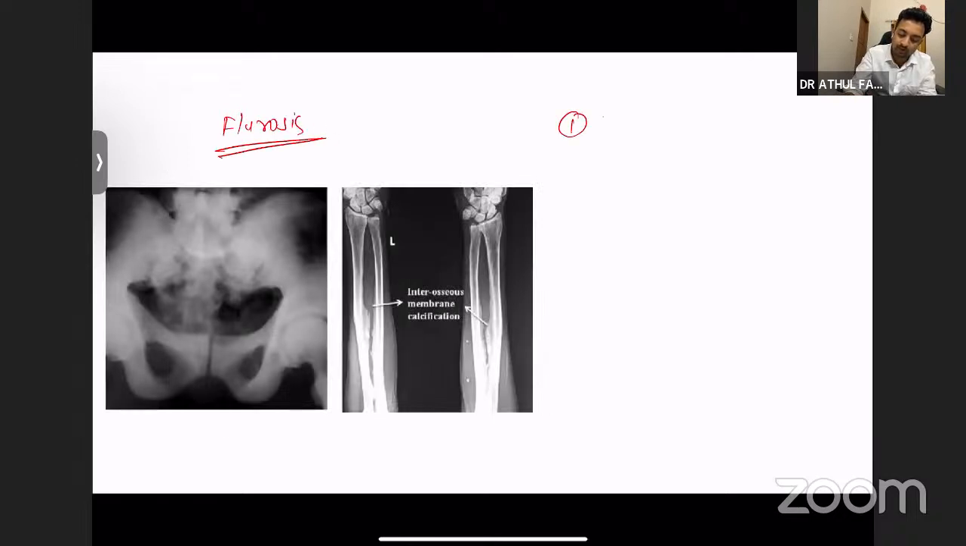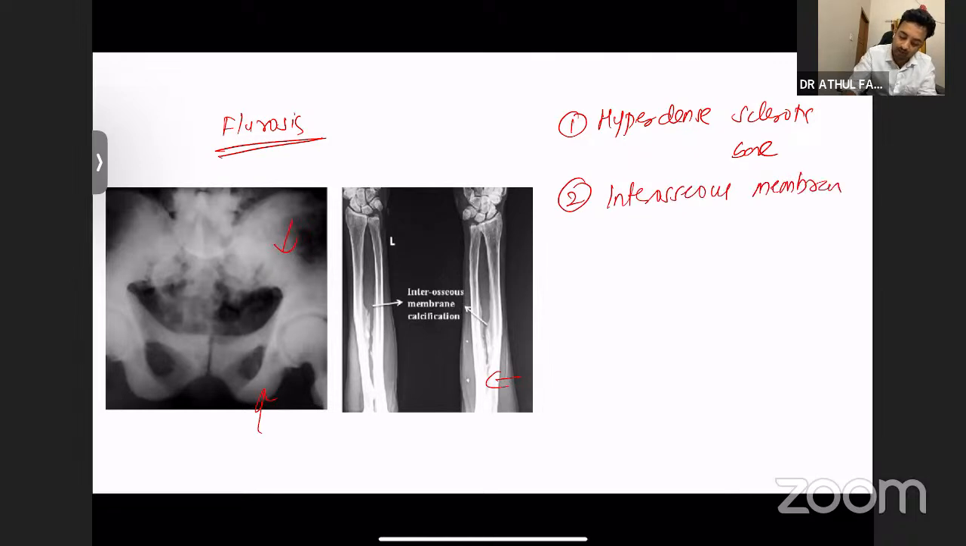And coming to fluorosis, what happens in fluorosis? The two things you have to know: there will be hyperdense sclerotic bones. The bones will be very bright and sclerotic like this, and there will be interosseous membrane calcification. That is the peculiar feature. If you are seeing an elbow X-ray or a forearm X-ray with interosseous membrane calcification, then you can be sure this is a case of fluorosis. Then also there can be sacrotuberous ligament calcification. Ligaments can get calcified because of fluorine deposition. So these are the things that you should remember about fluorosis.